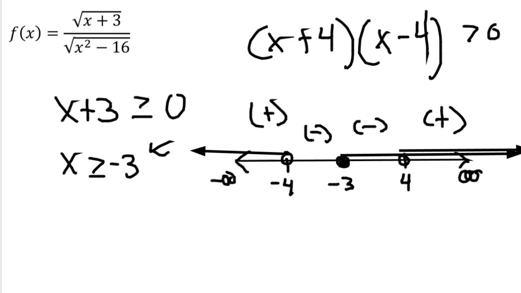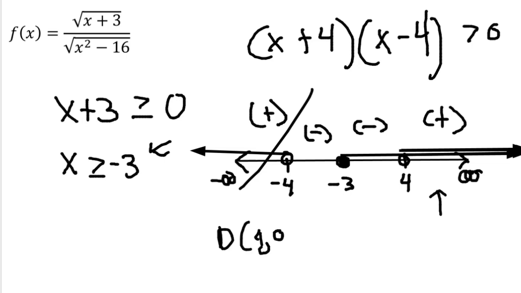And then we're going to plug in a number between -4 and -3. We're not going to include it too. So the only thing that we're going to include is 4 to infinity. That is where the -3 to infinity and 4 to infinity overlap. That's why we're going to choose it. So we got this domain.